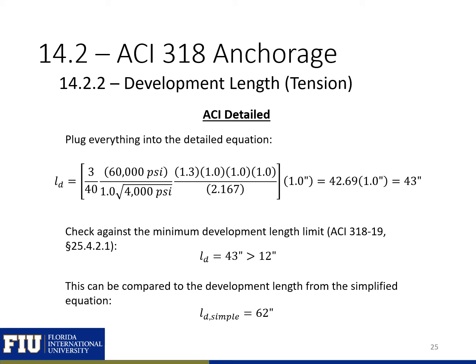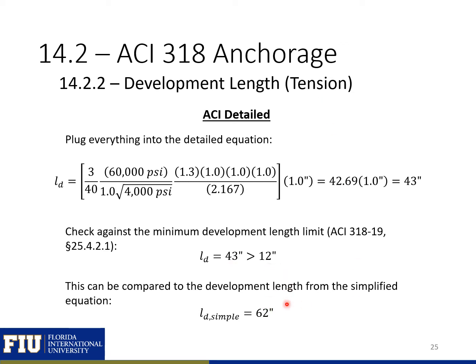We can then plug all of our different values into our ACI detailed expression, which I do here. So note that our Fy and our F'C are both in units of PSI. So we need to make sure those are consistent. And in ACI, we use units of PSI. We have all of our other factors here and take it times 1 inch, which is the diameter of our number 8 bar. So we can see here then the development length, using the detailed equation, is 43 inches. This is greater than our 12-inch lower limit, so we'll use 43 inches as our required development length for our straight bar in tension.